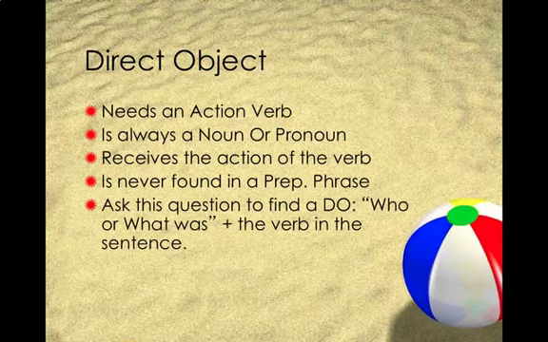Now, I taught you a question strategy for finding a subject. Well, here's the question strategy for finding the direct object. You ask who or what was plus the verb in the sentence. And the answer to that is your direct object. Let's put that into practice, shall we? In an epic battle, Spidey scattered Sandman with a wicked punch.